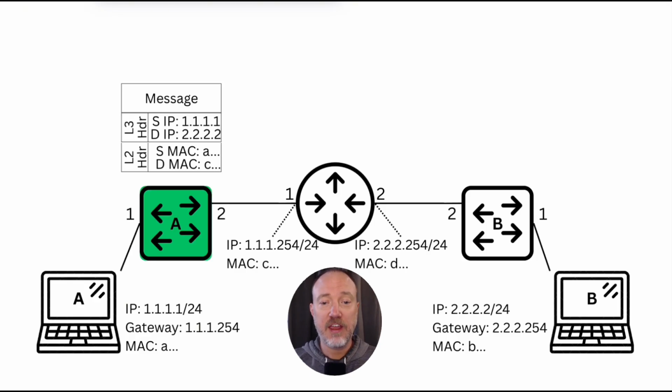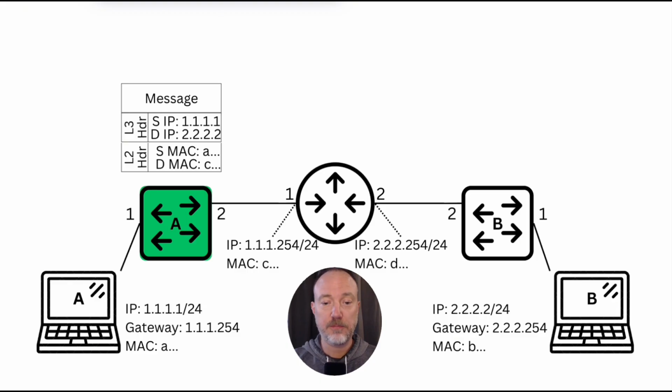So now switch A receives these electrical signals, or whatever the signaling type happens to be. It converts those back into bits, reconstructs the frame, and it looks at the layer 2 header and sees that this frame has a destination MAC address of C. So it has to consult a table to figure out, where do I send this?